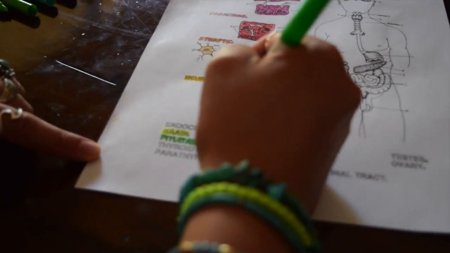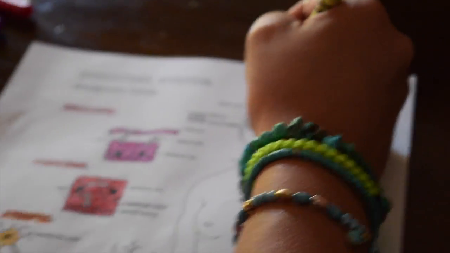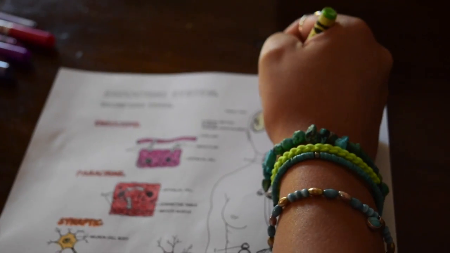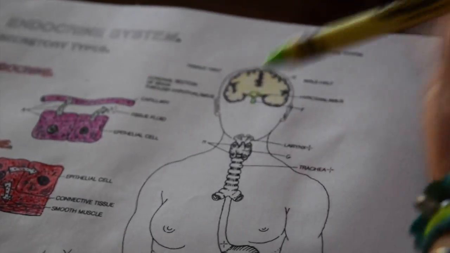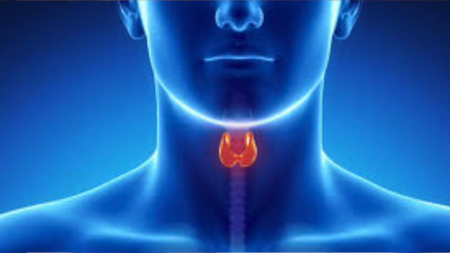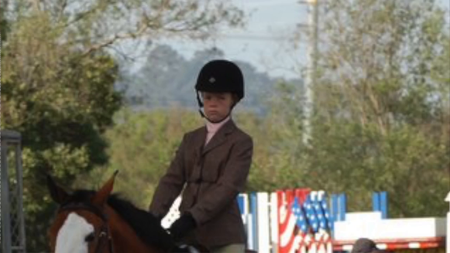Next is the pituitary gland, located at the base of the brain just beneath the hypothalamus. It is considered the most important part of the endocrine system. It's often called the master gland because it makes hormones that control several other endocrine glands. The thyroid gland contains hormones that control the rate at which cells burn fuels from food to produce energy.